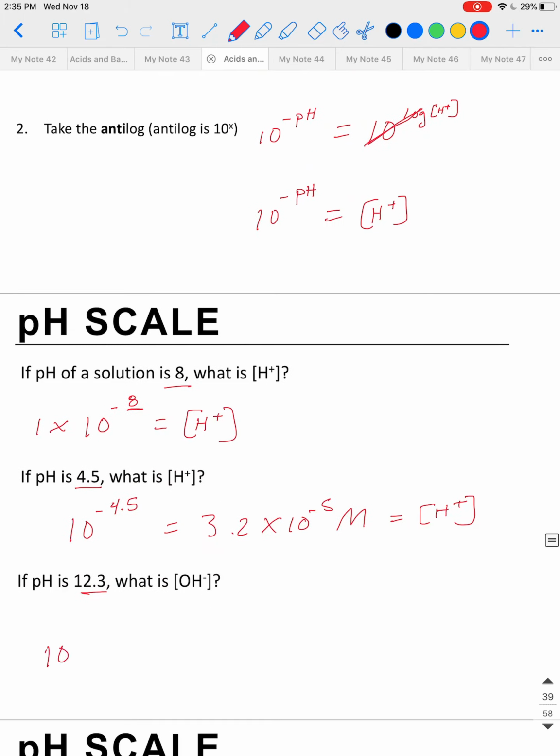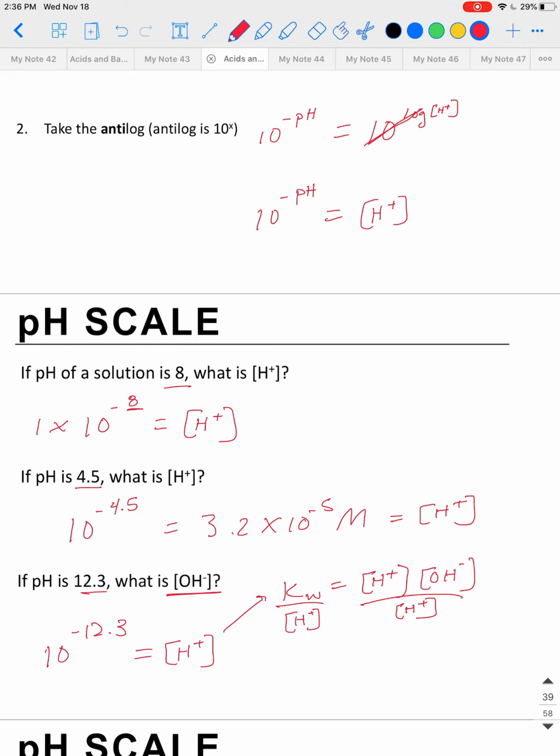And for this last one, you'll do 10 to the negative 12.3. Oh, and this is asking for the concentration of OH minus. All right, so there's two options here. You can do 10 to the negative 12.3, and this is going to give you the concentration of H+. Then you can plug that into Kw, because Kw equals the concentration of H+ times the concentration of OH minus, and you can divide both sides by the concentration of H+. So Kw divided by H+ is going to give you OH minus.